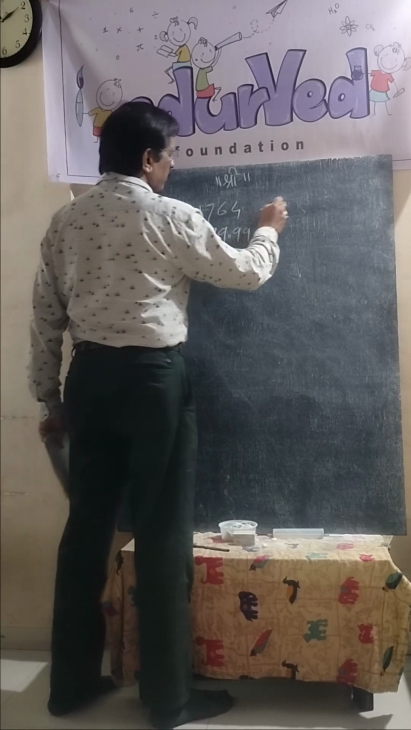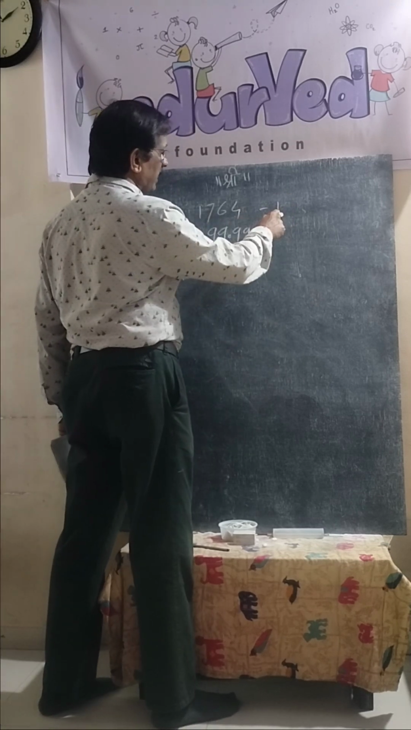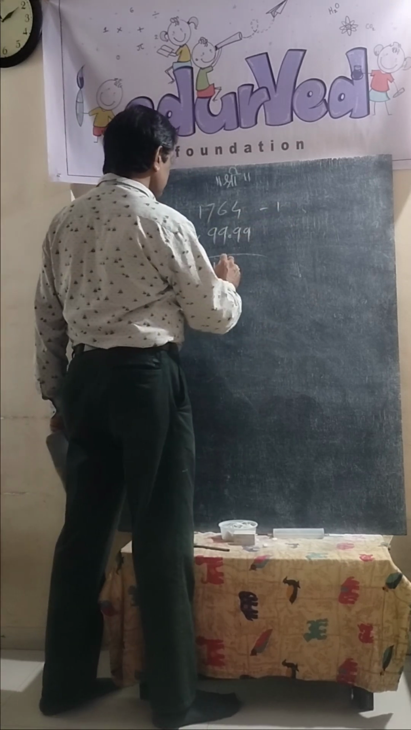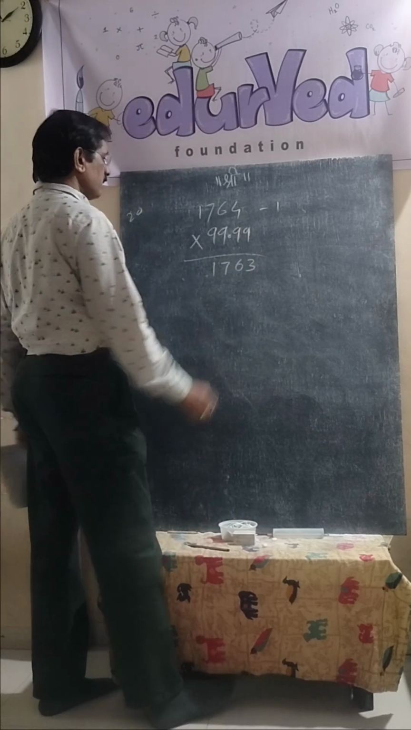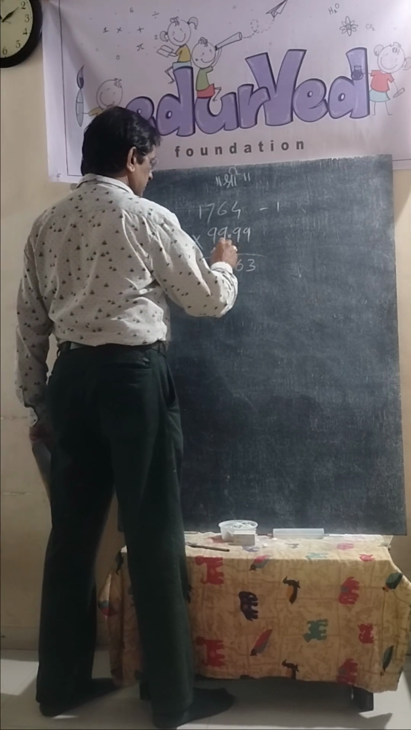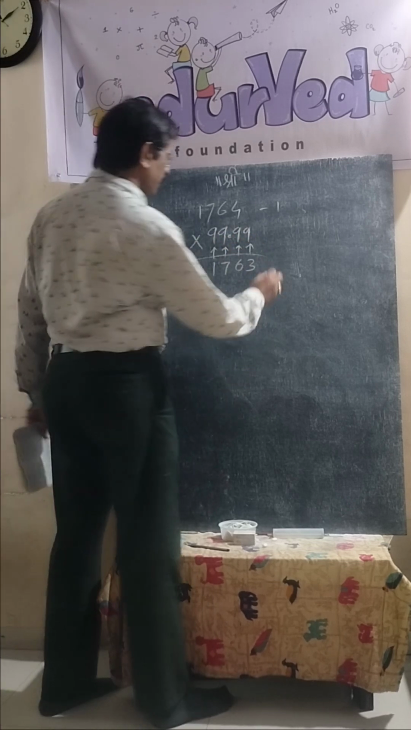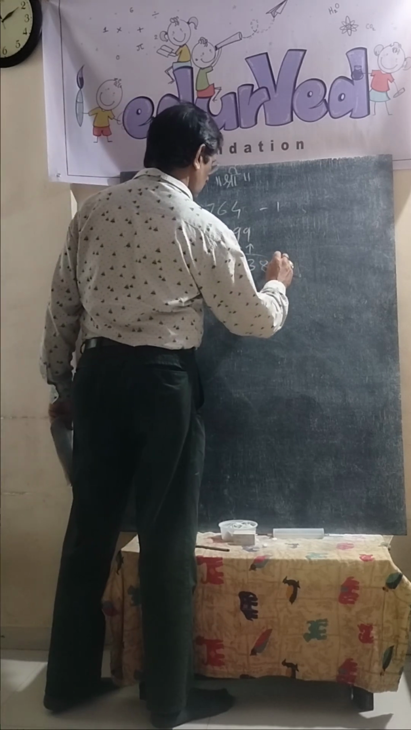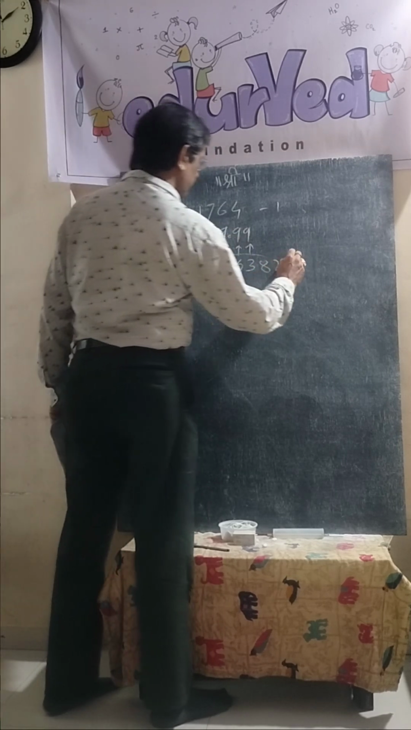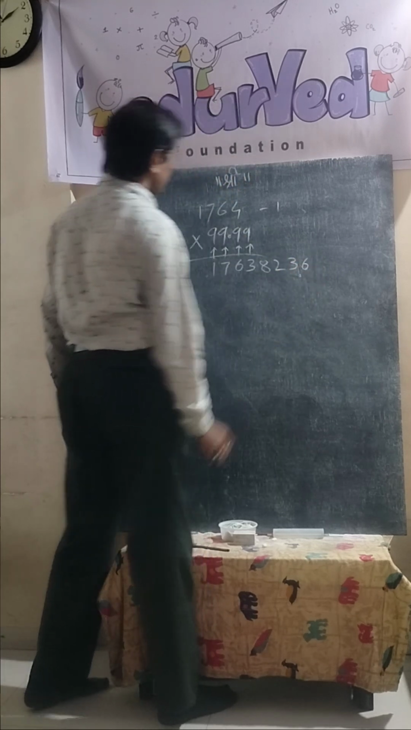Forgetting the decimal sign, for this category we subtract 1 from here. So 1764 minus 1 will be 1763. Next step is you subtract these numbers from 9. So 9 minus 1 will be 8, 9 minus 7 will be 2, 9 minus 6 will be 3, and 9 minus 3 will be 6.